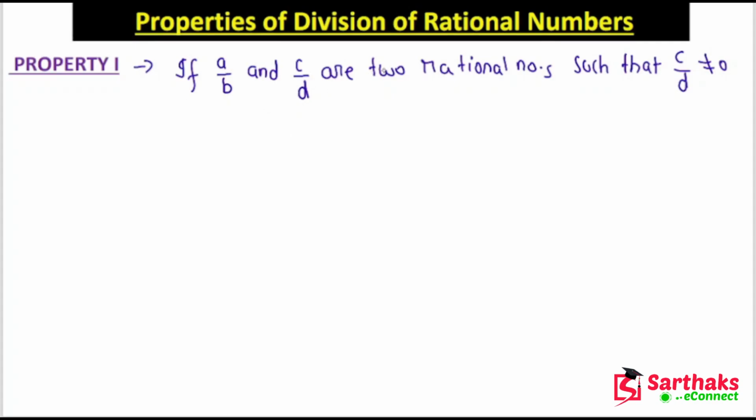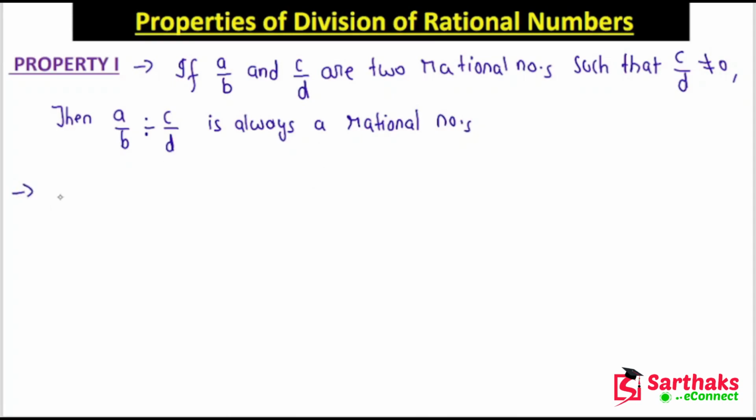If A upon B and C upon D are two rational numbers such that C upon D is not equal to 0, that is, we have ensured that the denominator will not be equal to 0, then only A upon B divided by C upon D is always a rational number. So what is the name of this property? Can you guess it? This property is called closure property, right?